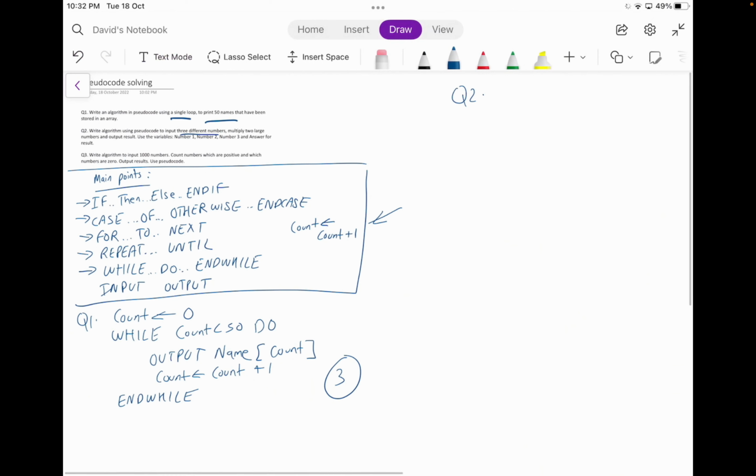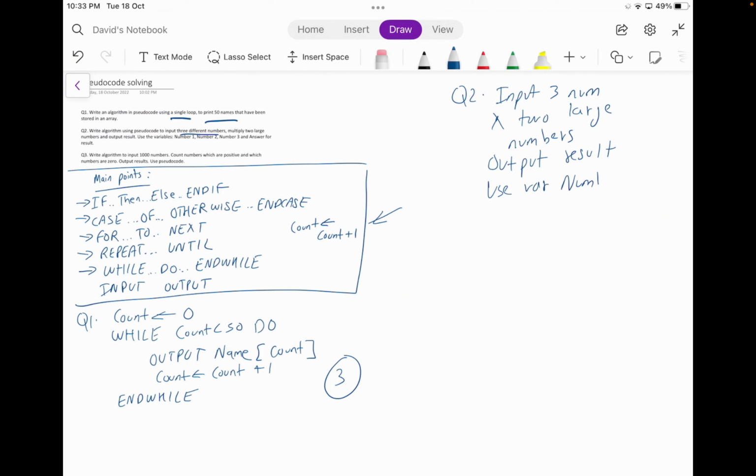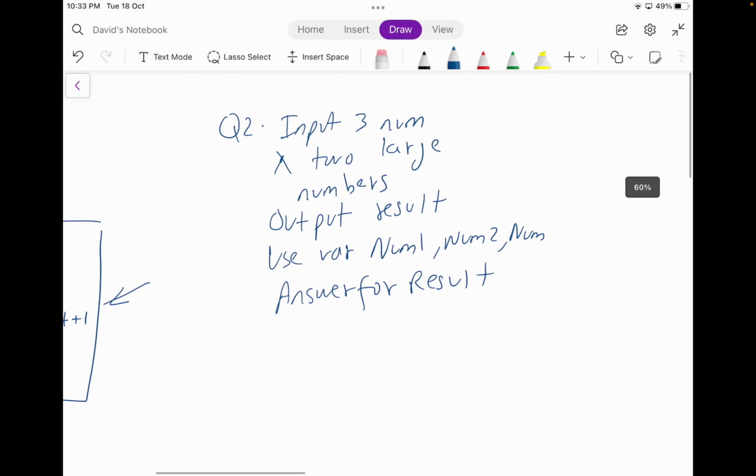Since this is question 2, we have to input 3 numbers. That's what they're asking us. We have to multiply the 2 largest numbers. That's another statement. We have to output the result and use variables num1, num2, and num3, and answer for result.